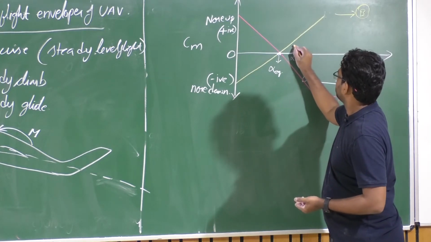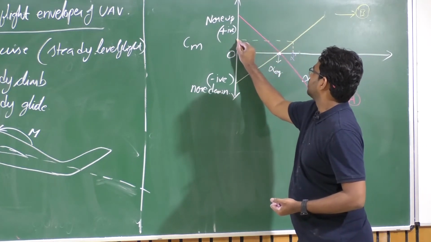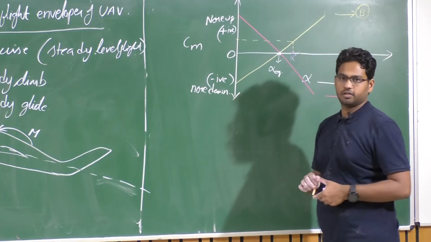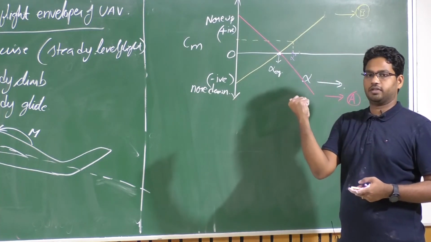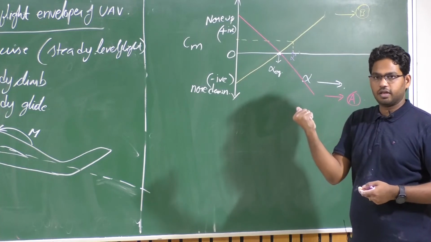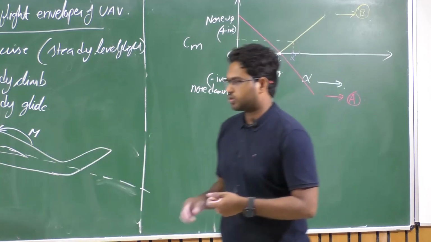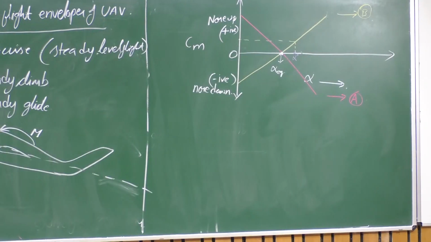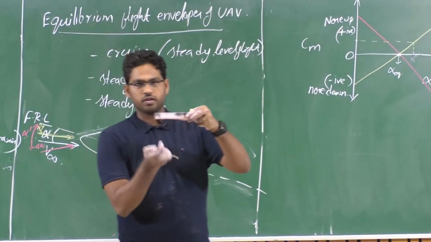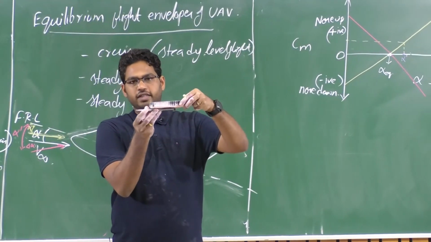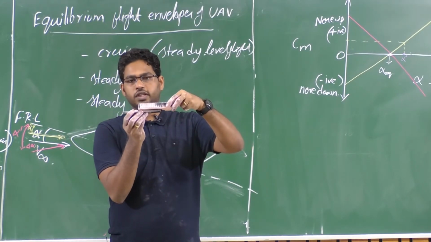there is an increase in positive pitching moment, which means it will try to rotate the aircraft upwards, isn't it? Am I correct or not? Because Cm is positive, it rotates the aircraft up. So what happens in that case? Let us say this is my aircraft, this is my nose. So this is my initial condition. This particular paper cutter points out the initial condition.